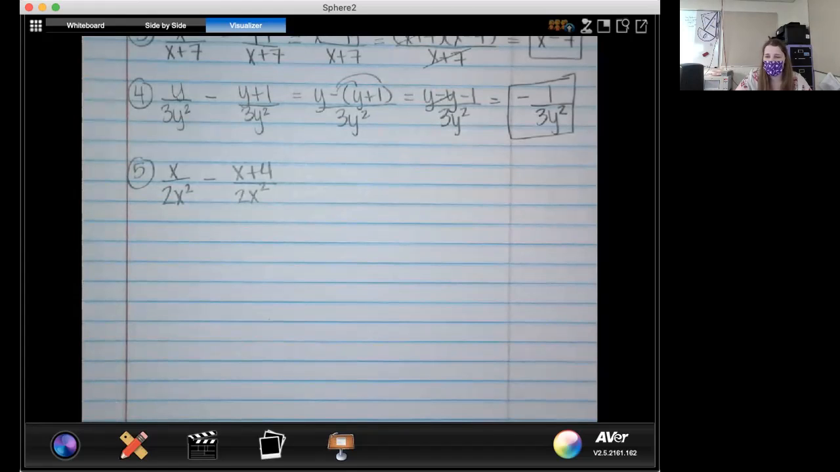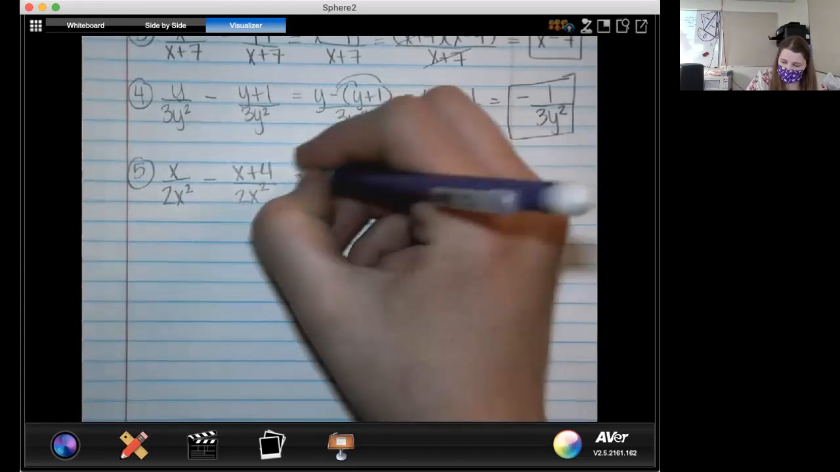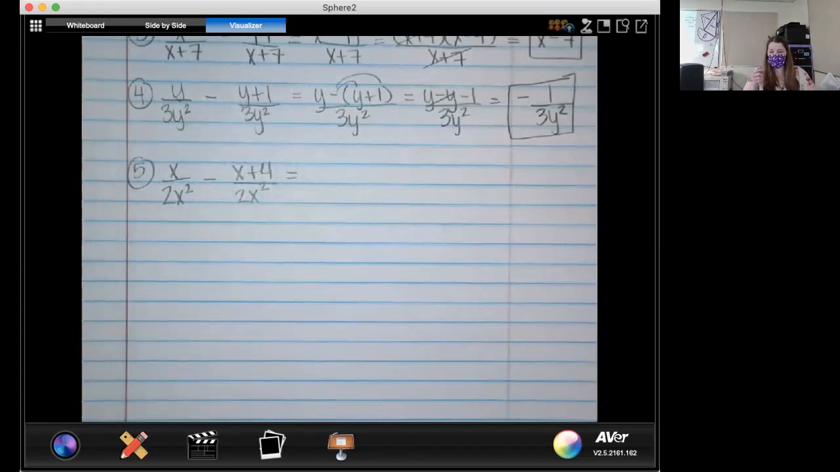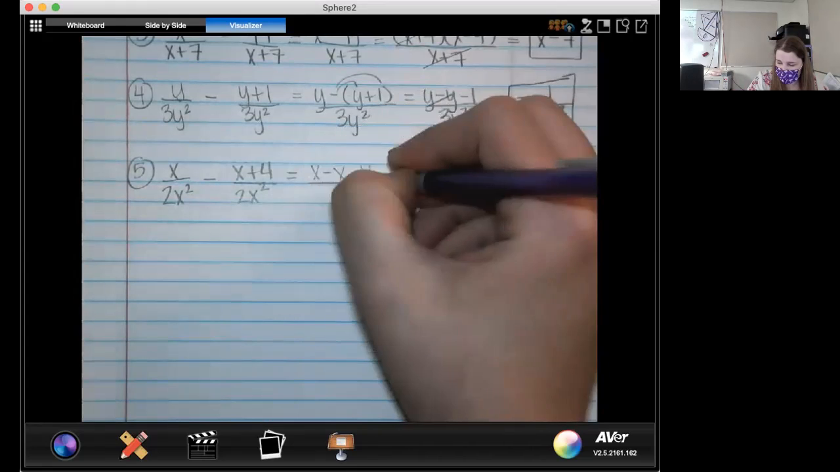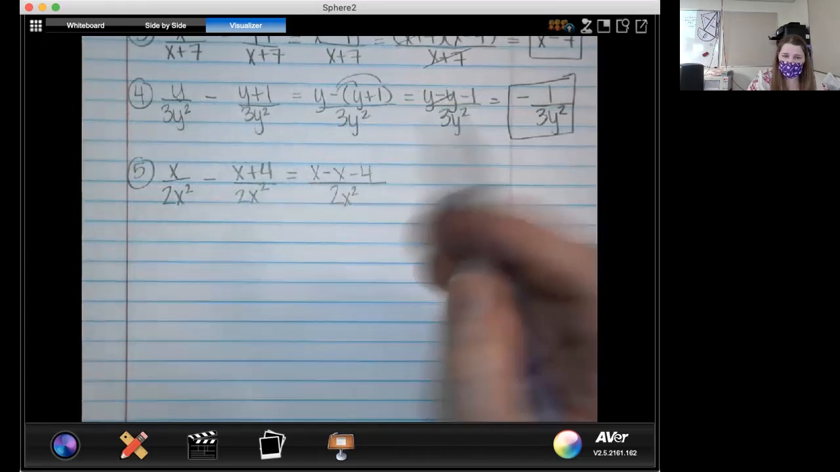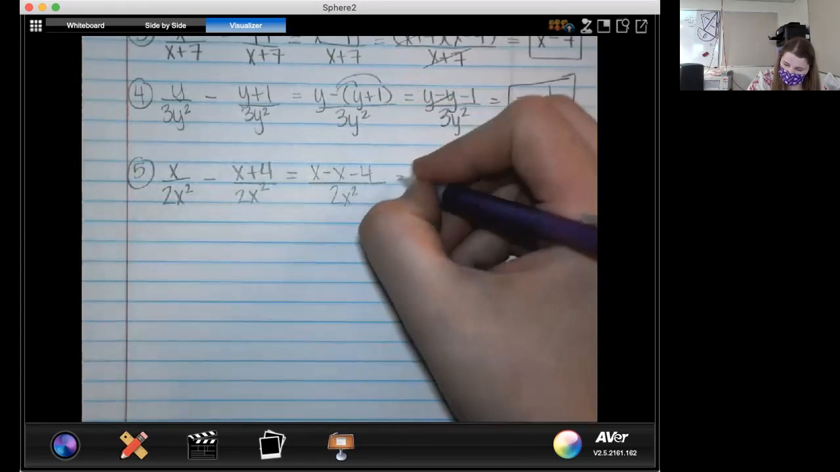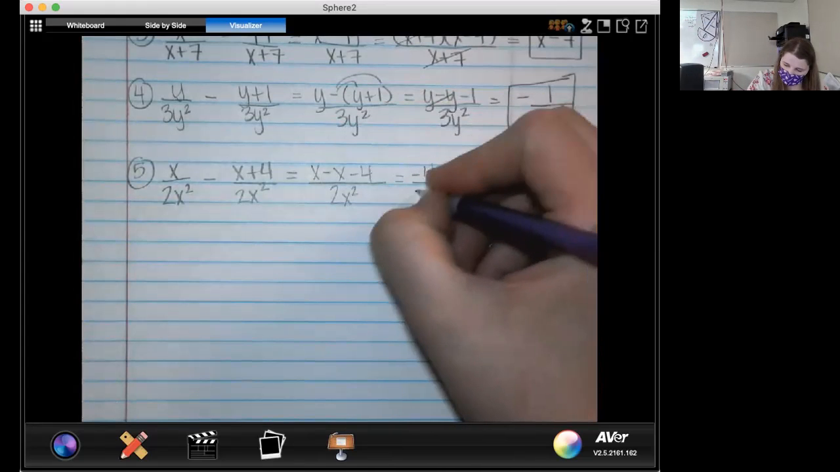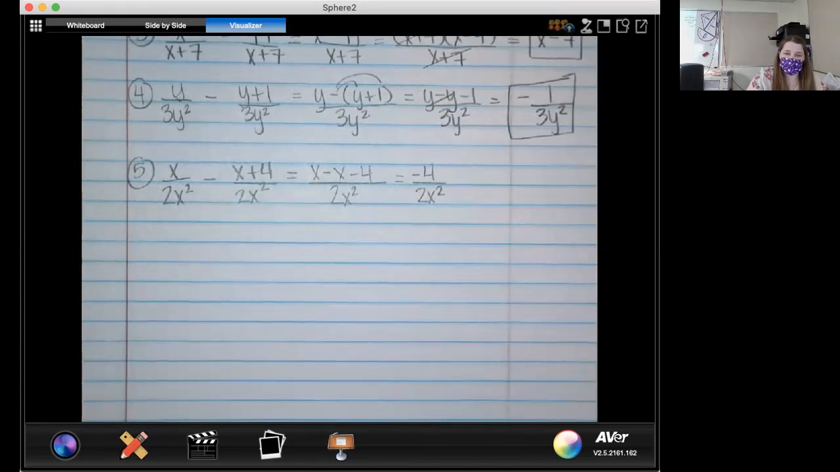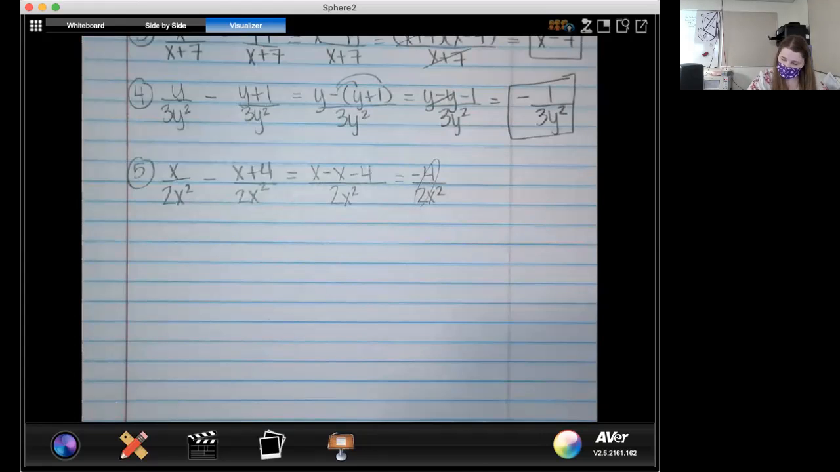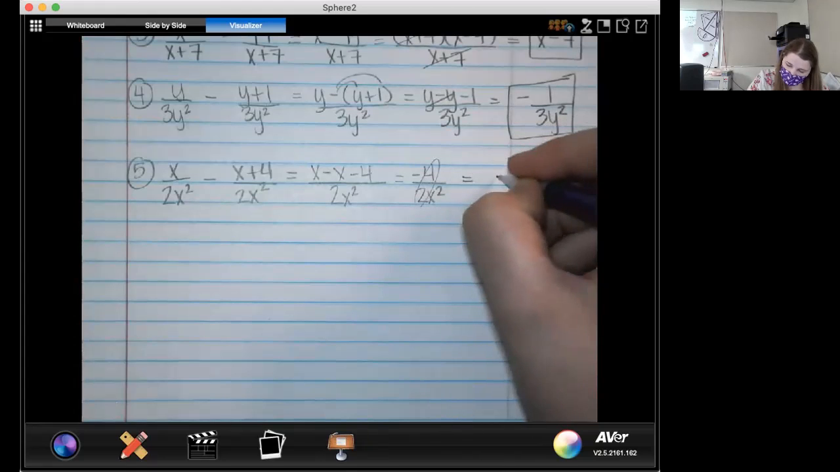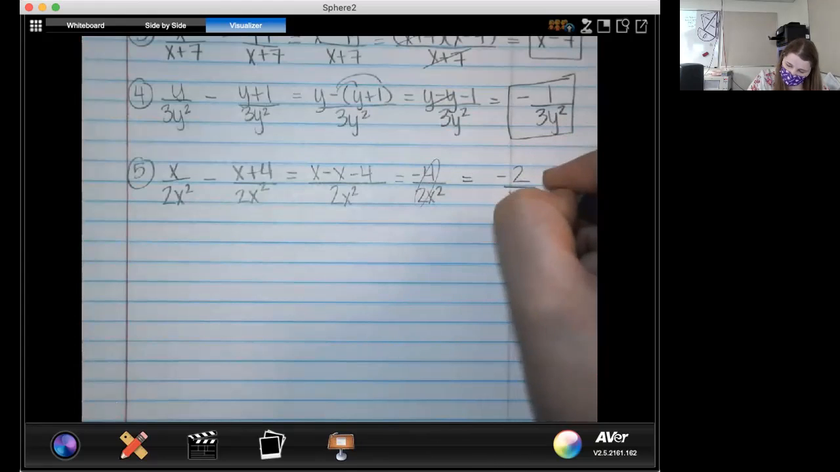Stuff in the chat, good. All right, let's see what we should have gotten. So, like I said, you do not have to show that you're distributing. You can just simply write out the distributed version. So x minus x minus 4. x minus x would simplify, and I get negative 4 divided by 2x squared. Okay, and then hopefully you notice 4 and 2 could simplify. So therefore, your final answer should be negative 2 divided by x squared.